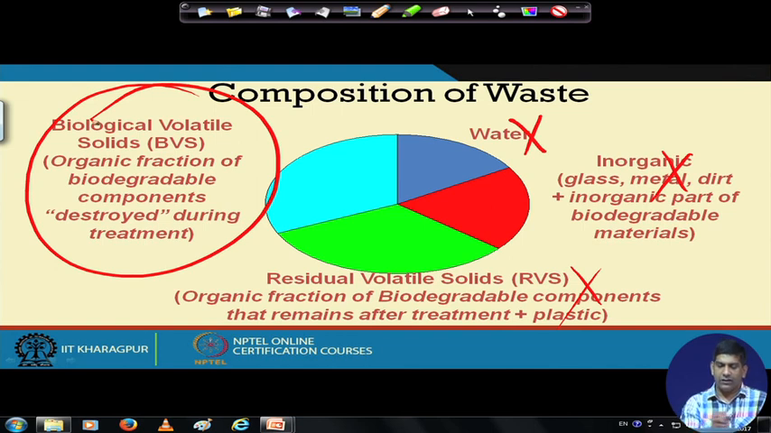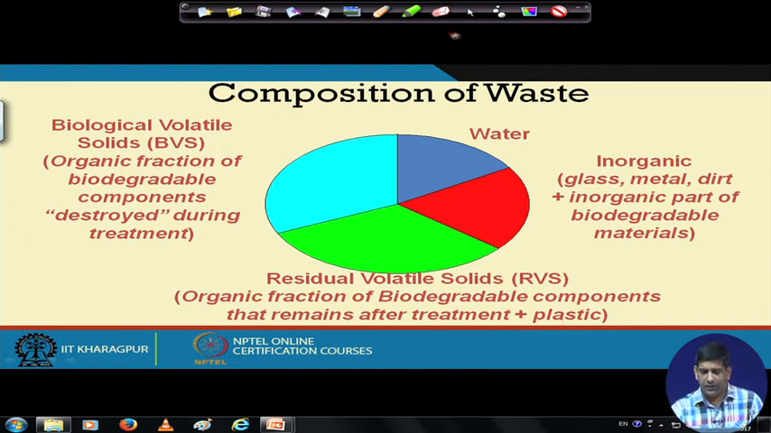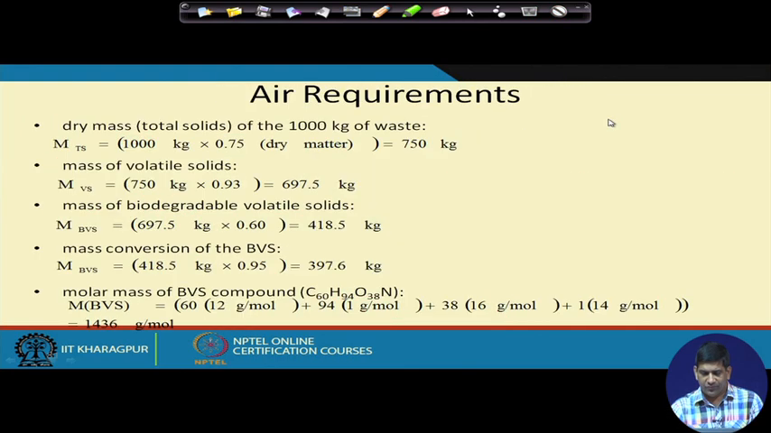So this biological part, the formula that we have is actually for the BVS fraction. So that formula is already provided to us. We have to calculate the air requirement. So the first thing to do is to find out the total dry mass of air.